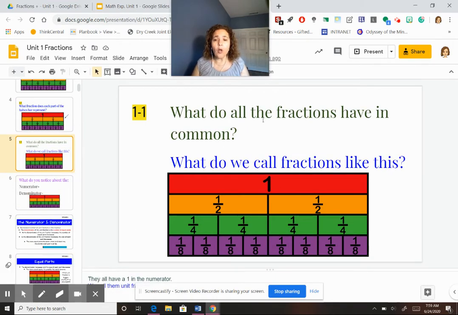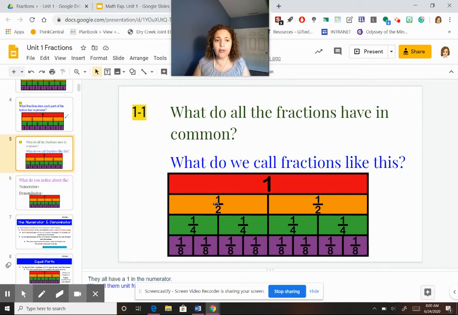All right, so what do all the fractions have in common? Right? We talked about it. They all have a 1 in the numerator. Do you remember what we call fractions like this? Okay, so stop the recording, see if you can think about it for a moment, see if you can remember what we call these. Okay, all right, if you said that they're called unit fractions, you would be correct. So a unit fraction has a 1 in the numerator.